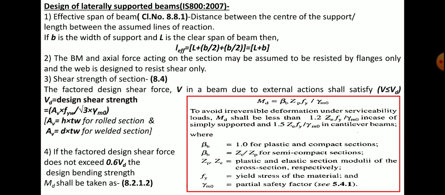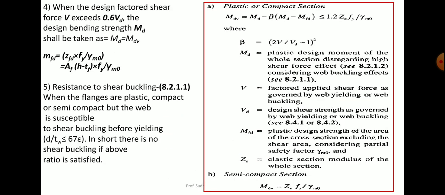Now the beta b factor for plastic and compact is 1.0, and for semi-compact it is elastic section modulus by plastic section modulus. Then fy is yield strength and gamma m0 is partial safety factor. So this particular formula is to be adopted for low shear conditions. Now in case of the high shear condition, when the design shear force V exceeds the 0.6 VD value, the design bending strength Md shall be taken as Md equals Mdv value.